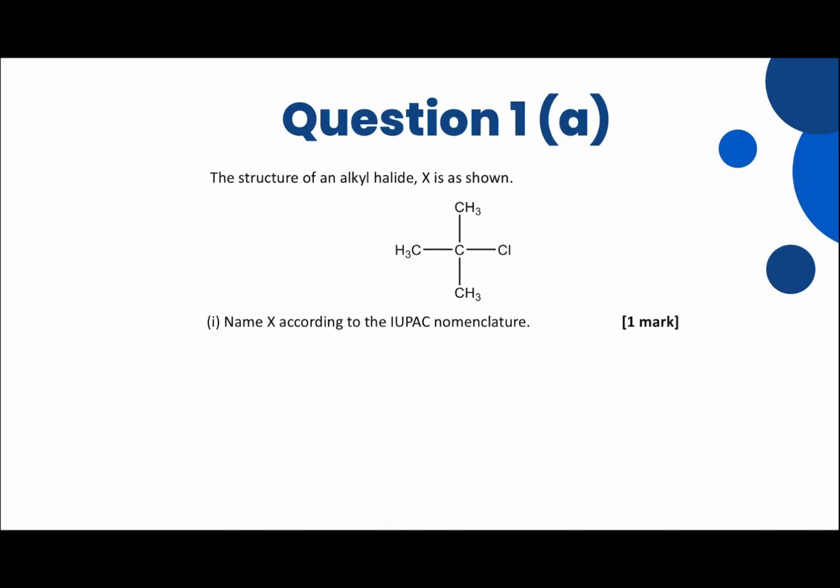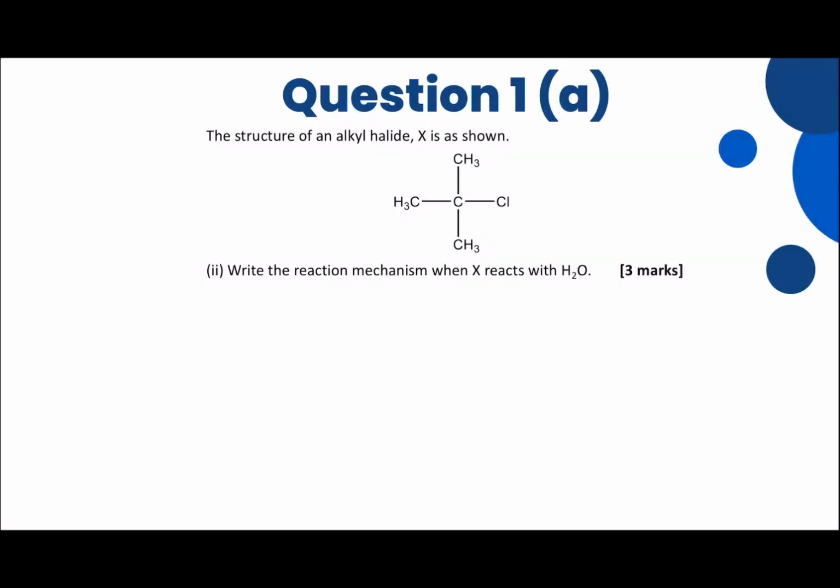So it's going to be number 1 here, 2 and then 3, so we have 2 substituents here, and we have to give the name according to IUPAC nomenclature, where it's going to be 2-chloro for Cl here and 2-methyl for CH3 here, and the propane is our parent, 3 carbon chains. Next, we have to write the reaction mechanism when X reacts with H2O.